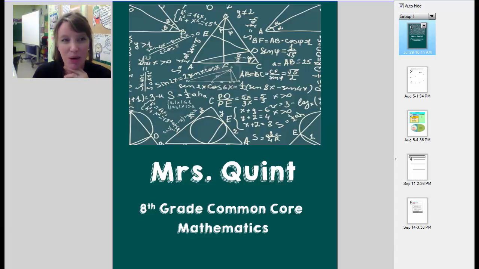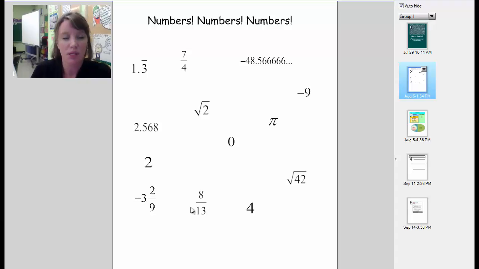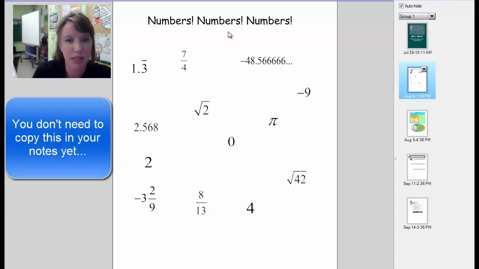Okay, welcome back. Today we're going to talk about different types of numbers. So the numbers that you've been working with so far, I've represented a lot of them on this page right here. So let's look at the type of numbers that we've seen so far.